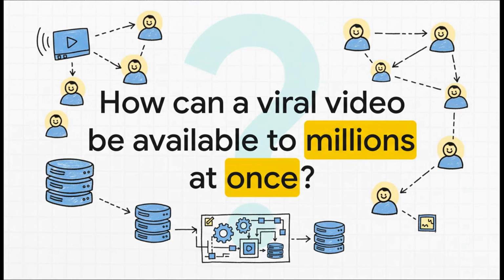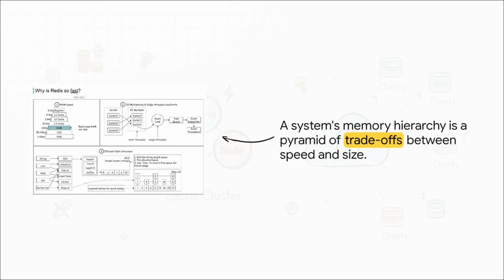How is it even possible for a video to drop and, within seconds, be watched by millions of people at the exact same time, with zero lag? The answer isn't magic. It's actually just a really clever piece of system architecture.